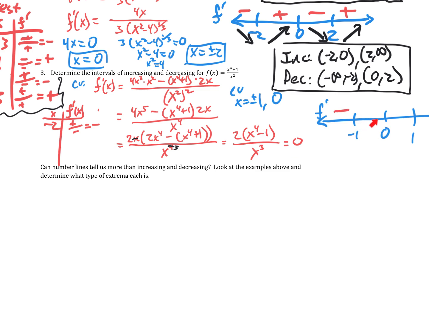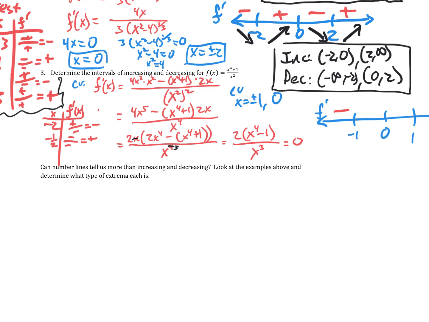Plug in a number between -2 and 1. How about like negative a half? So again, all we need is the signs here. So if you plug in negative a half, -1/2 to the fourth power, well, that's a number that's less than 1. Okay, and it's going to be a positive number, less than 1. And so the whole top's going to be negative. Plug a negative half on the bottom, it's going to be negative, and that's positive.